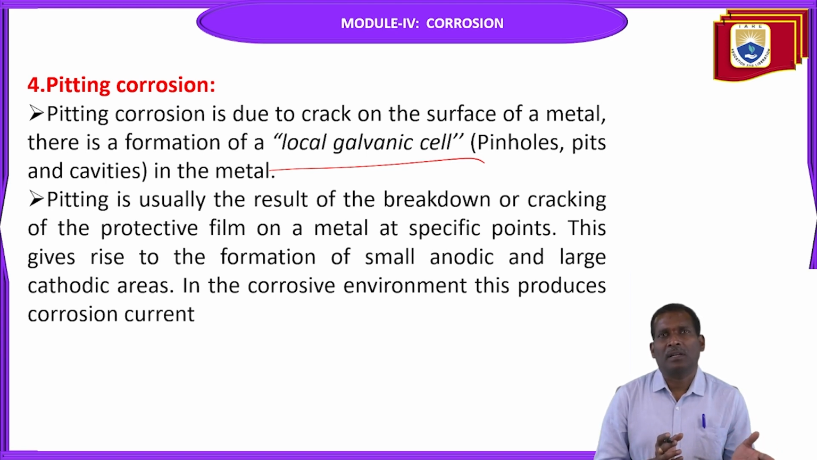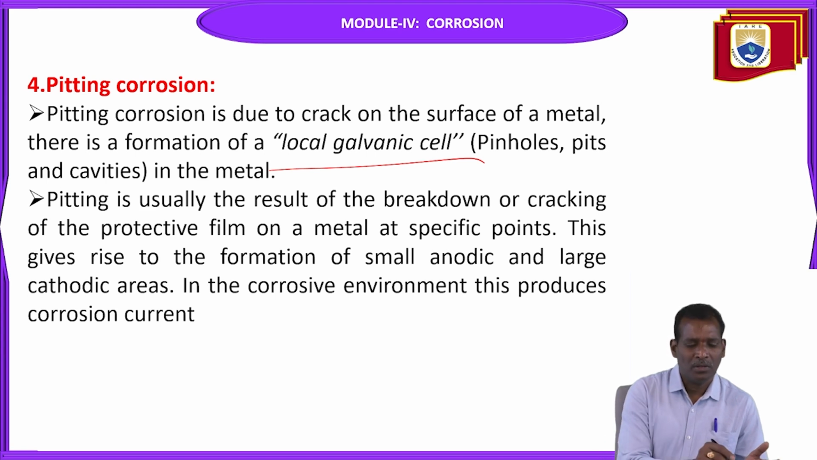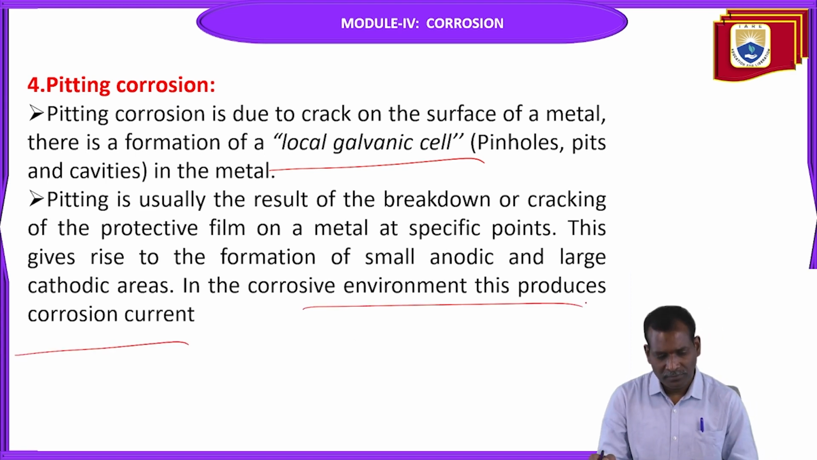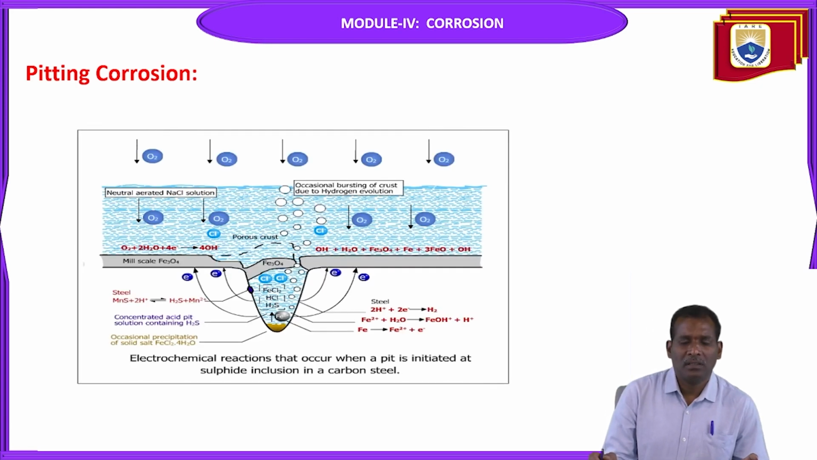Due to these cracks on the surface, there is a formation of corrosion. That corrosion is called pitting corrosion, local corrosion due to the formation of a local galvanic cell. Pitting is usually the result of the breakdown or cracking of the protective film on a metal at specific points. This gives rise to the formation of small anodic and large cathodic areas. In the corrosive environment, this produces corrosion current. So you can see the pitting corrosion diagram.